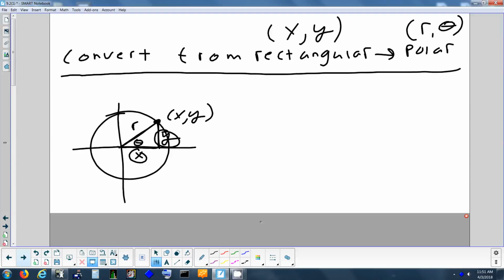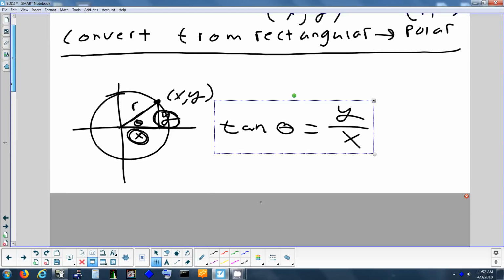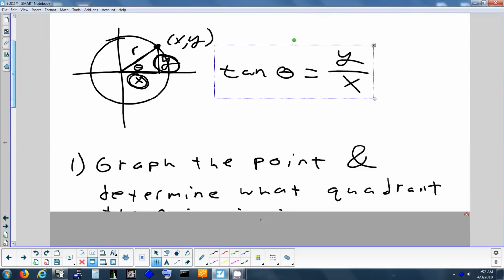And what trig function are you going to use? Well, look at the two things I just circled. Opposite, adjacent. Opposite over adjacent is tangent. So you have something like this: the tangent of theta is y over x. And then your goal is to get just the angle. So how do you get rid of tangent? Inverse tangent. So I'll write that out nice and neat for you.